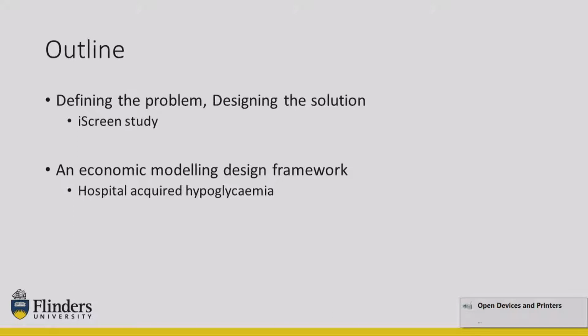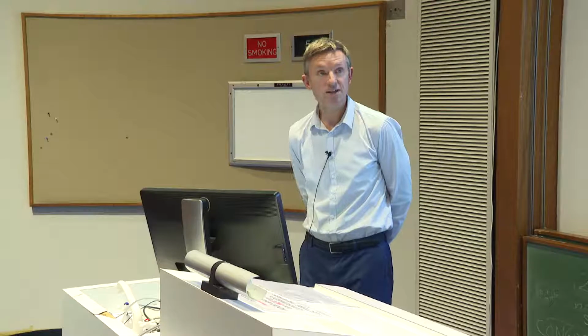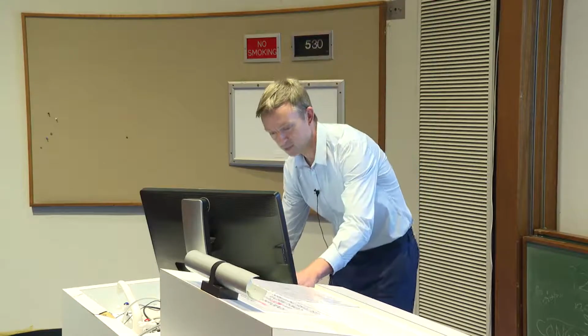So the two-stage outline for today's talk: Bogda's going to talk about defining the problem and designing the solution using her iScreen study as an example. And then I'm going to talk about how an economic modelling framework could inform that design process using hospital-acquired hypoglycemia as a case study. So with that, I'll hand over to Bogda.